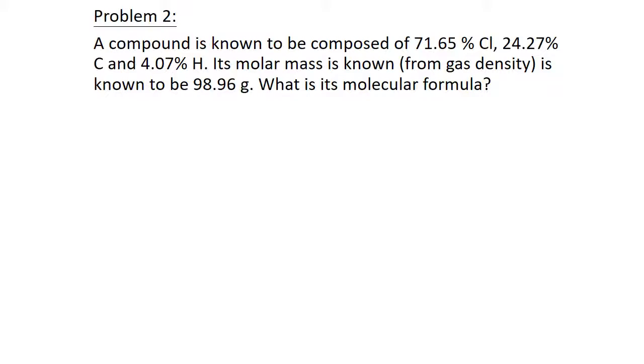So problem 2. This is the final slide for today. Let's see if you can do it for yourself. A compound is known to be composed of 71.65% chlorine, 24.27% carbon, and 4% hydrogen. The molar mass is known to be 98.96 grams per mole. And what is the molecular formula? So pause the video now and see if we get the right answer.